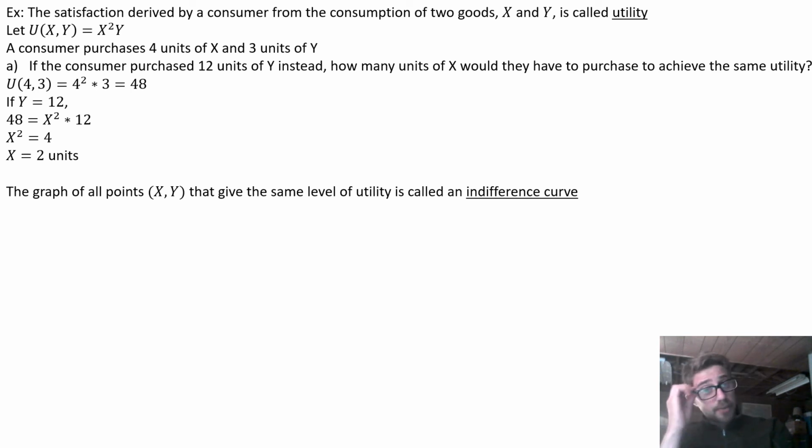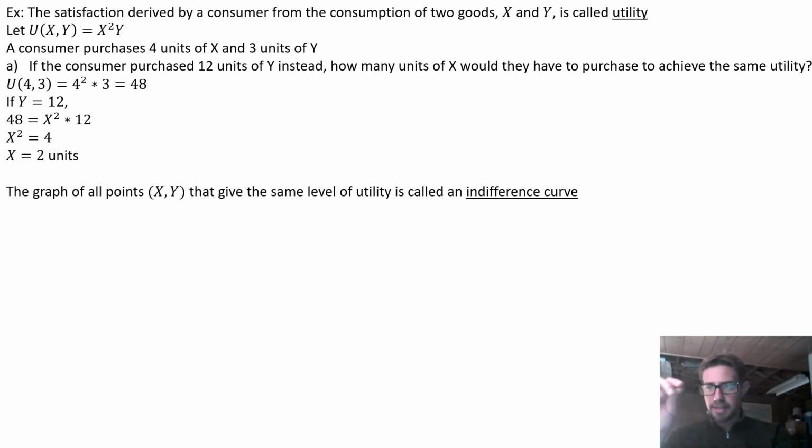Definition. The graph of all points x, y that give the same level of utility is called an indifference curve. So in other words, think of the two points we just talked about. If x is 4 and y is 3, we get a utility of 48. If x is 2 and y is 12, we also get a utility of 48. So you get the feeling that there's an infinite family of points that would also give you a utility of 48.